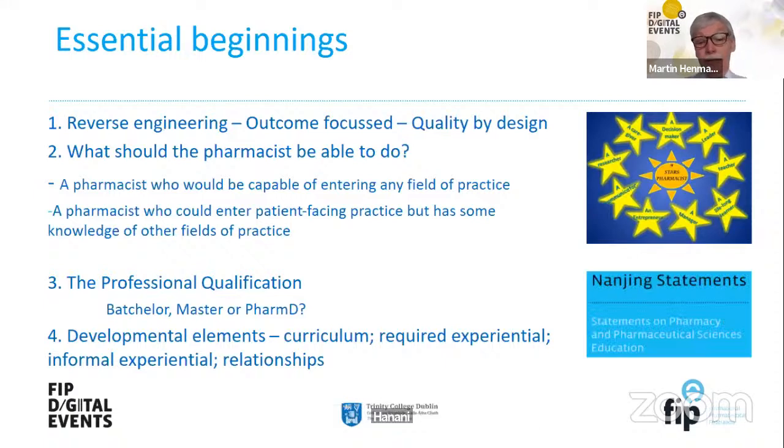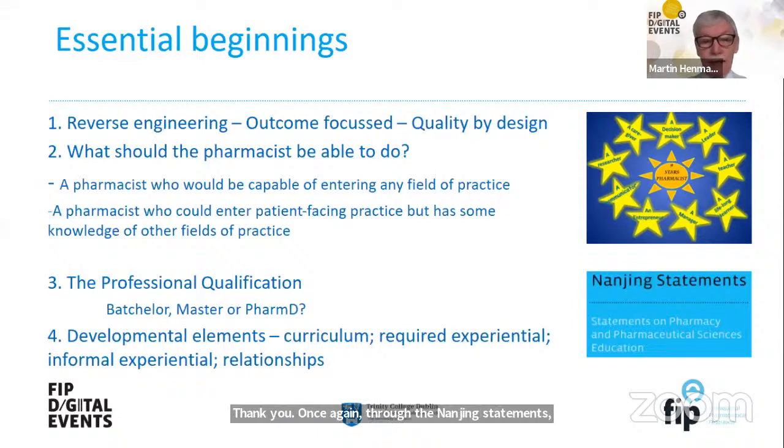Thank you. FIP, once again, through the Nanjing statements, has set out many of these issues and many points related to these, which are very useful and once again provide a basis for us. Some of the points that they touch upon are the curriculum and the idea of experiential placements. Some of these will be required. There may also be the possibility of students undertaking informal experiential placements, perhaps during their vacation, and being able to record their work there, what they got on with, and so on, and put that, for example, into a portfolio that they keep as they go through the course.